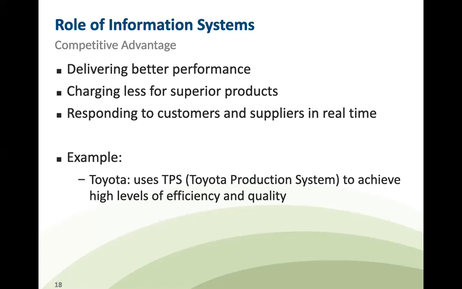So Toyota also uses their TPS, Toyota Production System, to achieve high levels of efficiency and quality. Through that, they are capable of getting feedback from the customer in terms of the quality of their product and what the customer requirements are. Likewise, they are capable of delivering better products with better quality.